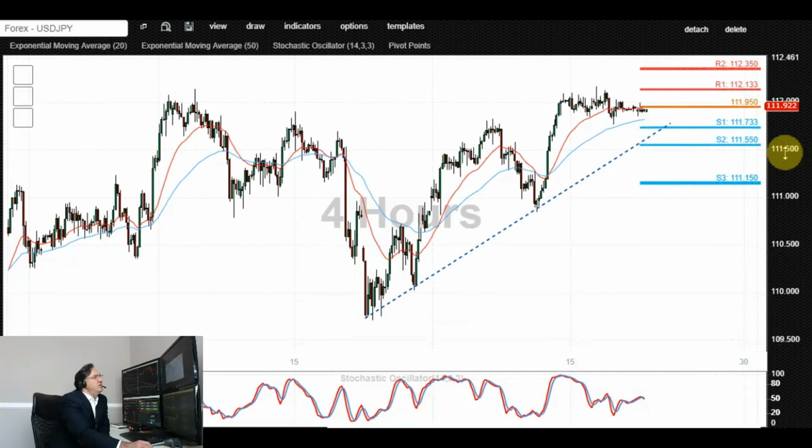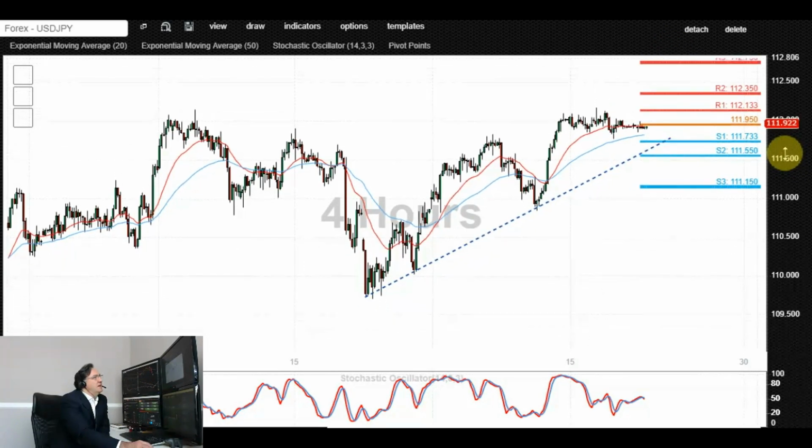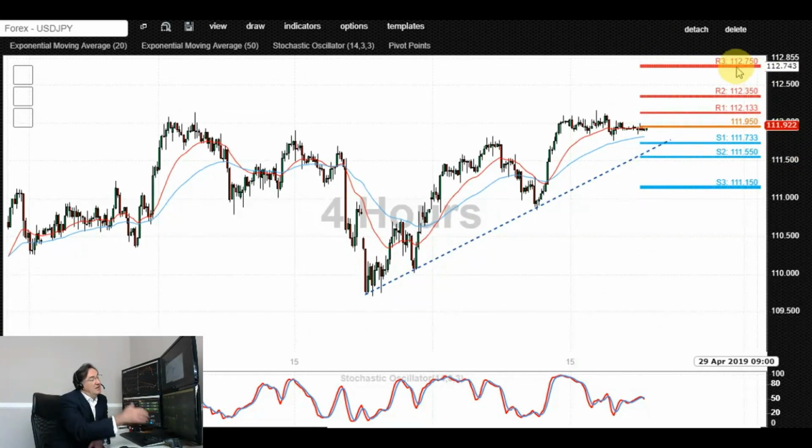112.35, possibly even 112.70, 113 to the upside. Alternatively, a flash lower and end of day close below 111.70 would negate the bullishness, potentially opening up the way for a deeper retracement towards 111.50, possibly 111 to the downside.